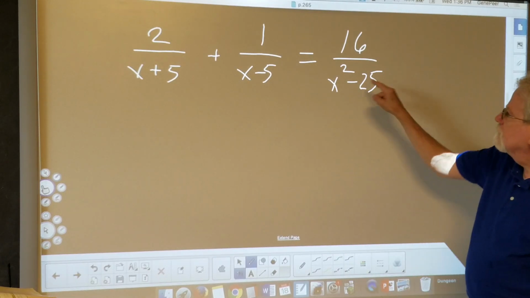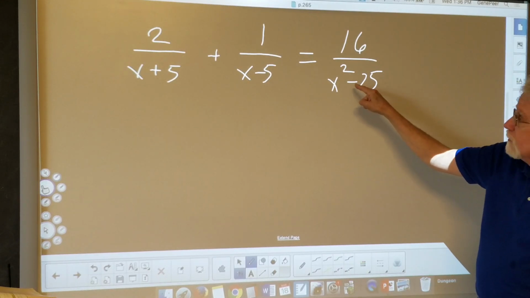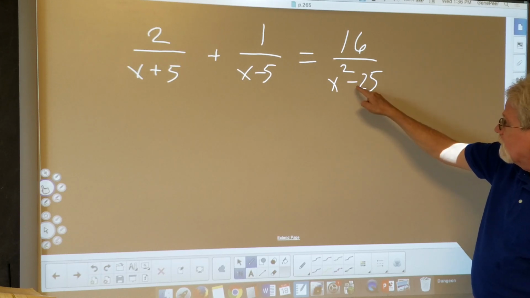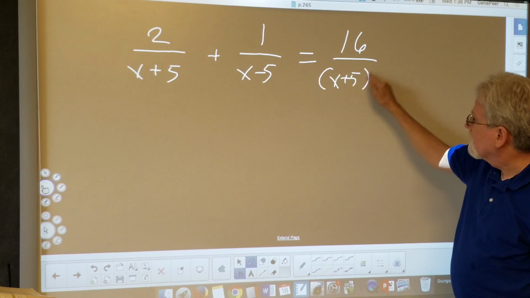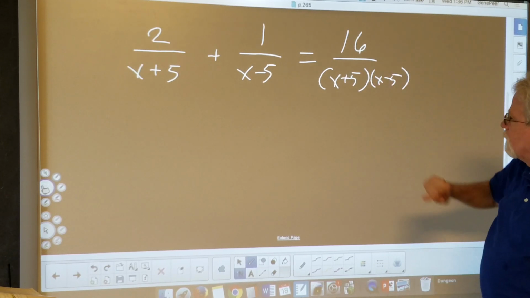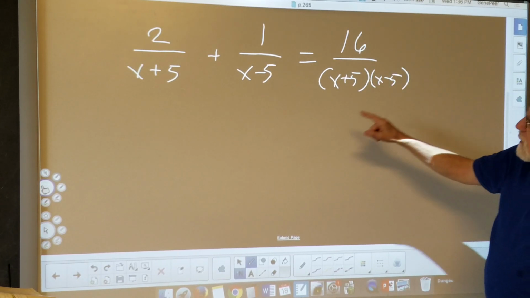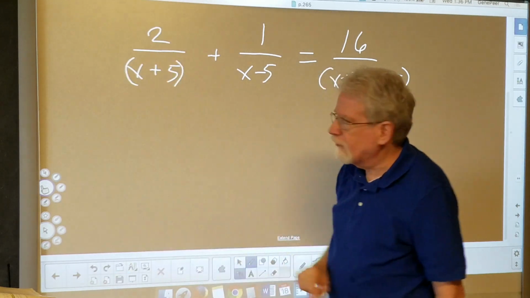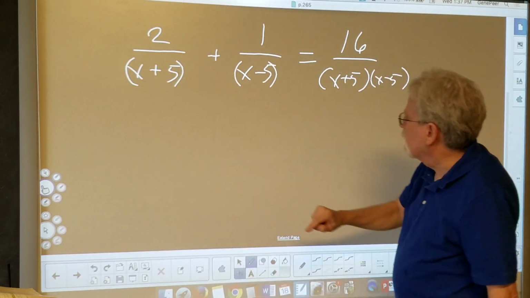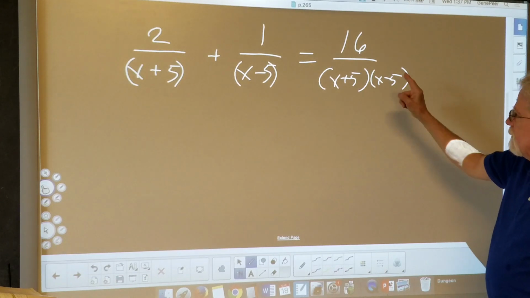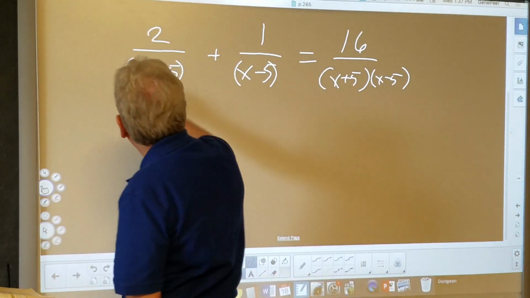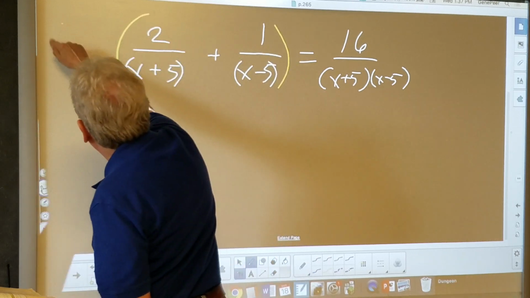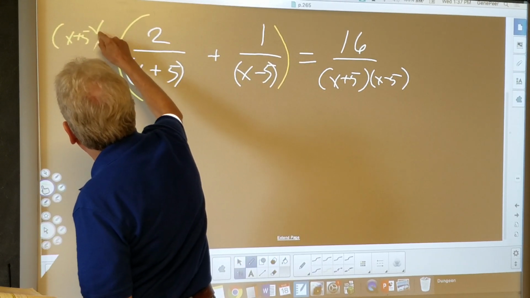You've got to factor this, either in your head or on your paper. Everyone knows how to factor this guy, difference of squares. It's going to be x plus 5, x minus 5, very old stuff. Now, what's the LCD for an x plus 5, an x minus 5, and an x plus 5, and an x minus 5? Yes, you are right. The LCD is x plus 5 times x minus 5.